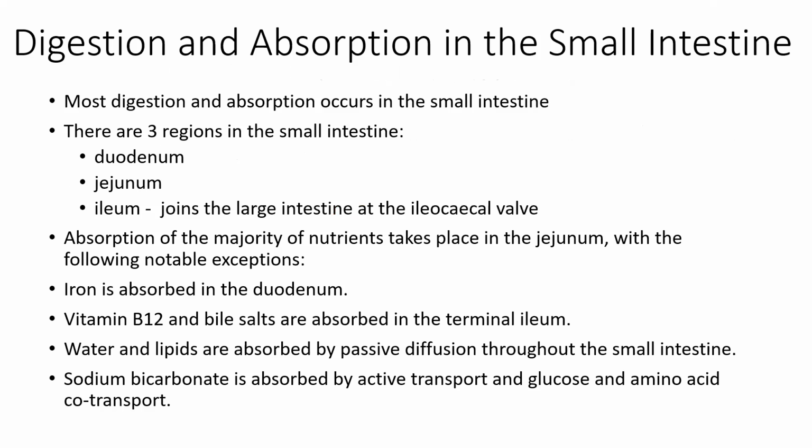So now the three regions of the small intestine, as I said earlier, are going to be the duodenum, the jejunum, and the ileum. The duodenum is where we complete the process of digestion. And if we look carefully here in this model, you can see exactly.